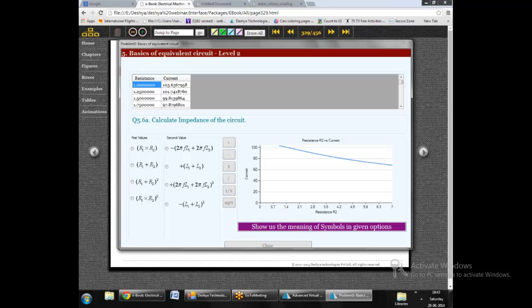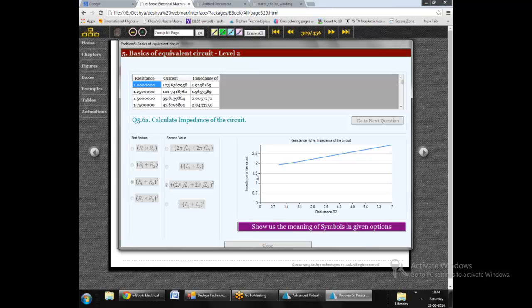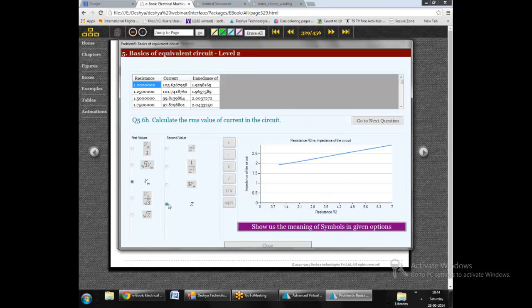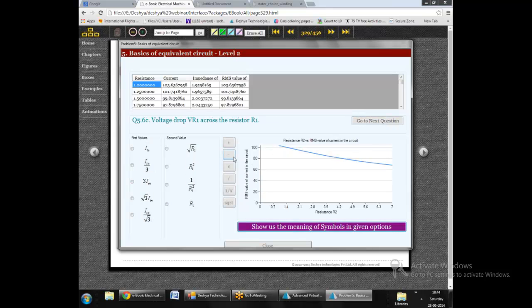Now the first question is to calculate the impedance of the circuit. Now to calculate the impedance of the circuit, the student has to choose a proper value from the first column and from the second column. So the impedance of the circuit can be determined by this, and then the operation that would be needed is square root, and here we have the impedance of the circuit and the graph immediately appears. Then we go to the next question. So it is to calculate the RMS value, and it is division, and we see the result immediately.